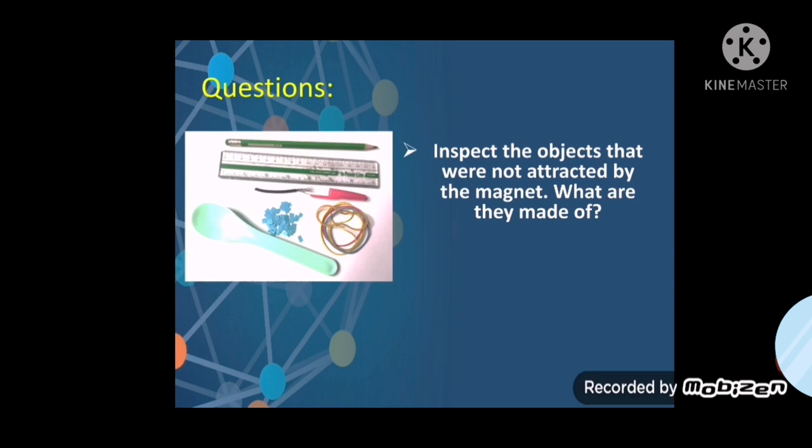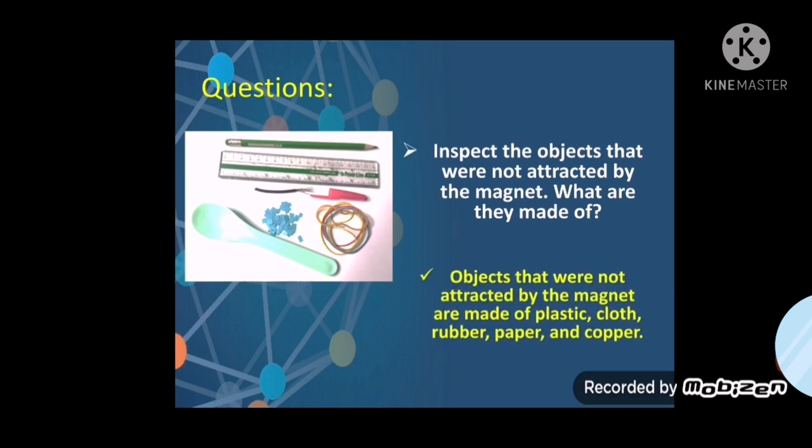Next question. Inspect the objects that were not attracted by the magnet. What are they made of? Yes, you got it right. Objects that were not attracted by the magnet are made of plastic, cloth, rubber, paper, and copper.